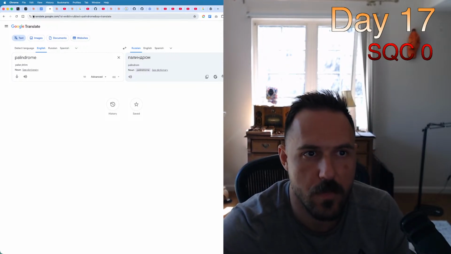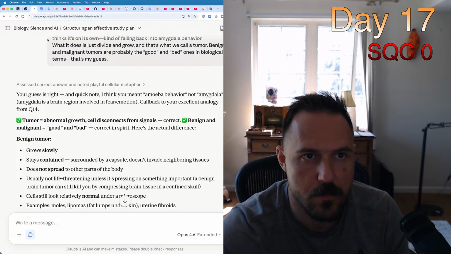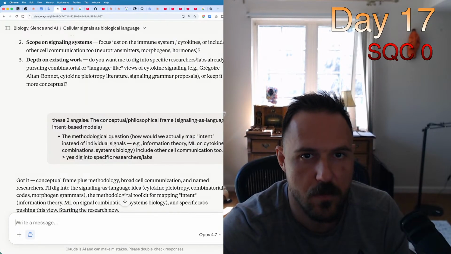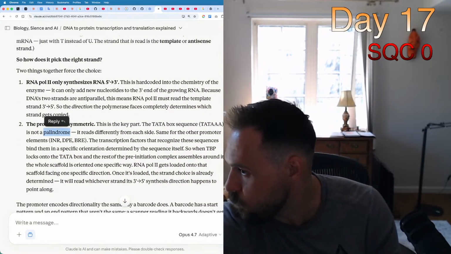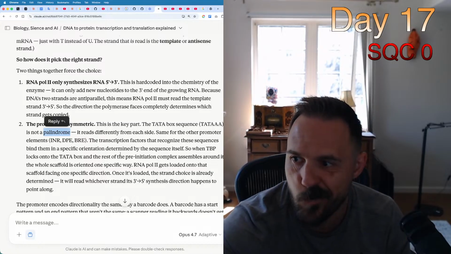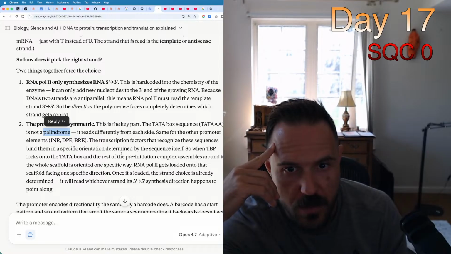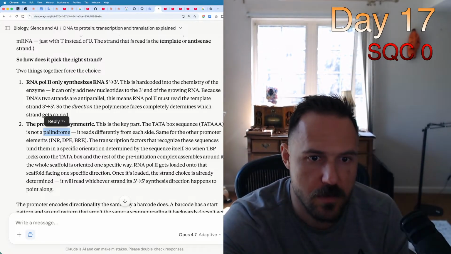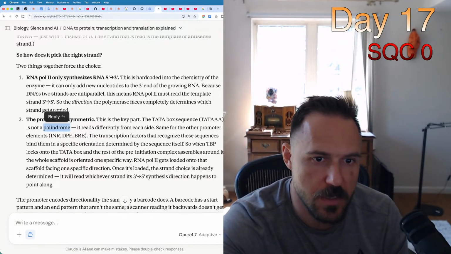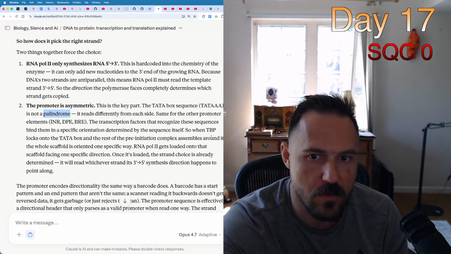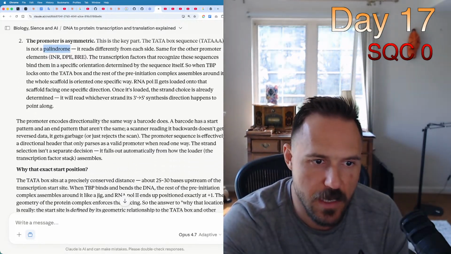Palindrome. I have no idea what that means. Where am I reading? Right here. The transcription factor. Same for the other promoter elements. The transcription factors that recognize those sequences bind them in specific positions, determined by the coincidence. So the TBP locks into the TATA box, the rest. Yeah, all this makes sense.